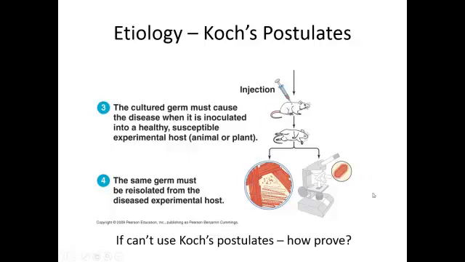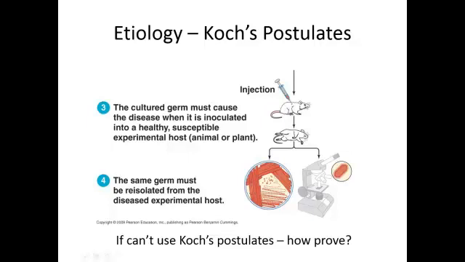Using these postulates, Koch was able to identify the infectious etiological agent of anthrax, tuberculosis, and cholera, just to name a few. Now, there are some diseases where we can't use Koch's postulates. You're probably saying, why not? Well, let's take HIV, AIDS as an example. It would not be ethical to take the HIV virus from a patient that has AIDS and inject it into a healthy human host. Now, if we had animal models, then we could do that, but unfortunately, HIV only infects humans.